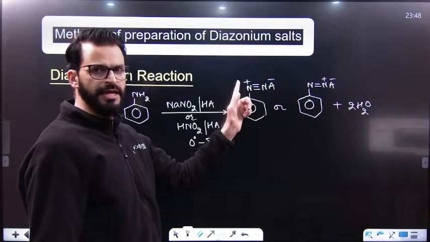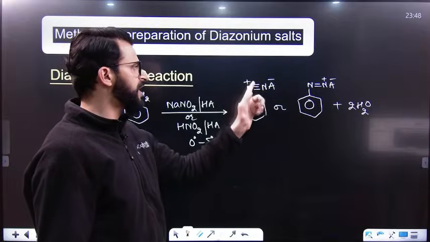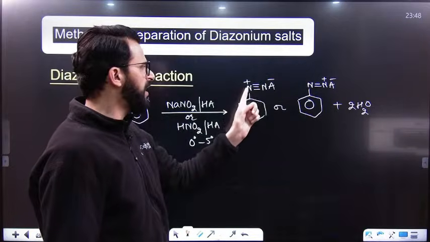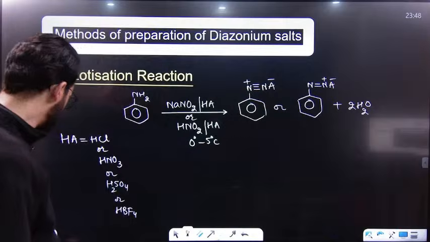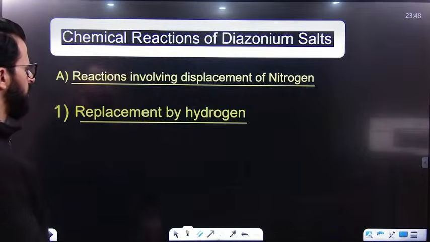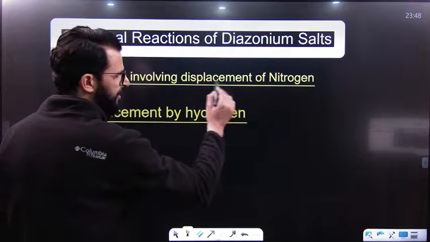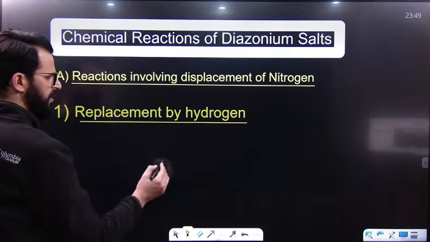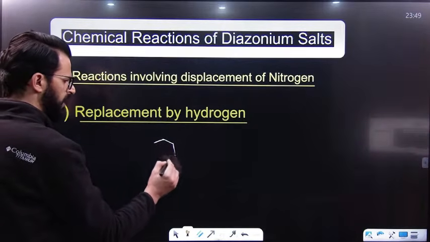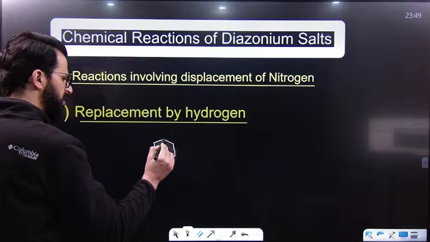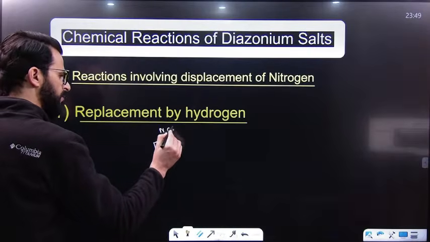Now, after that, we have a few reactions in which this nitrogen group will be retained, and a few reactions in which this nitrogen group will be replaced by another monovalent group. Have a look. Now, first of all, we have replacement or displacement of nitrogen. First, we have to replace this by hydrogen. How will we replace this N2 by hydrogen?